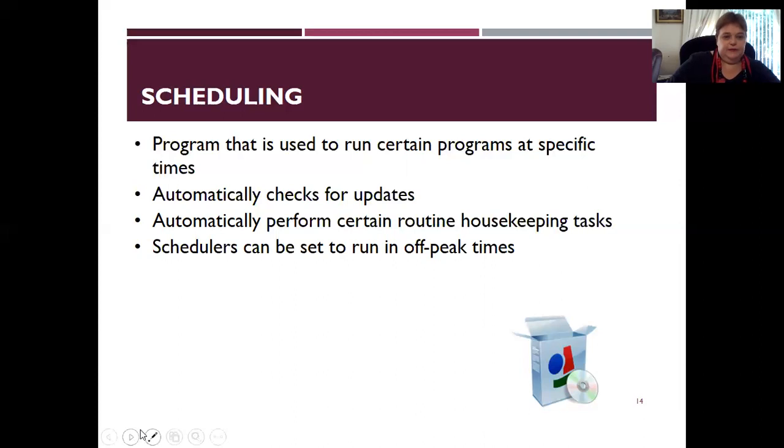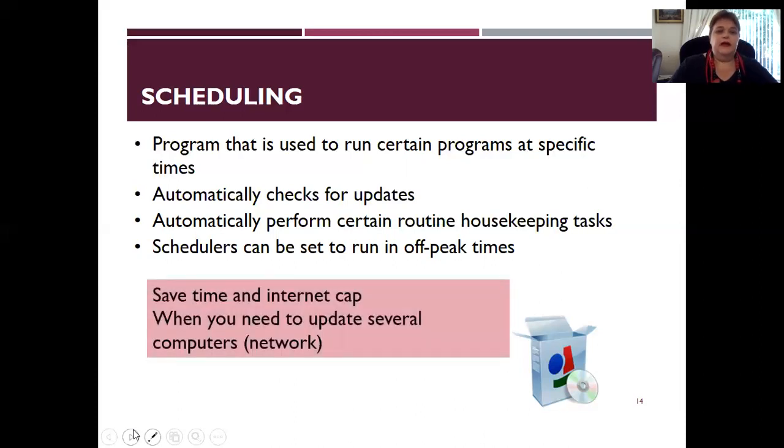A tip: save time and internet cap when you need to update several computers in a network. Unfortunately, Windows 10 kind of forces us to update. Even if you switch updates off, it will override that and still update the system. What we used to do was wait till the end of the month and see how much data you had left, and if you had enough data, you would run the latest updates. But as I say, Windows 10 has overridden that function.